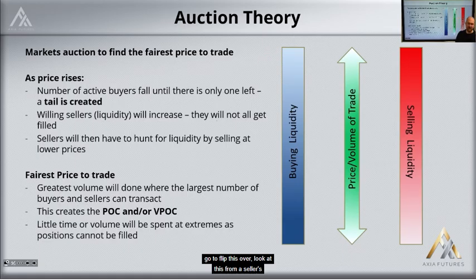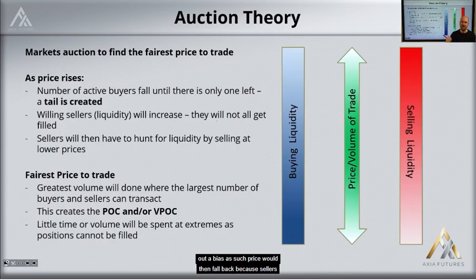Flip this over and look at this from a seller's perspective. Liquidity of sellers is going to be high. Once the price has been established, there's going to be a lot of sellers who now look and think, okay, I know what price buyers are willing to go to. I'm now willing to sell at these prices. And lots of sellers are going to be happy to come in and sell at these prices. So you get a large amount of selling liquidity. Lots of sellers up here. They can't all get filled. They can't all trade at that price because you've run out of buyers.